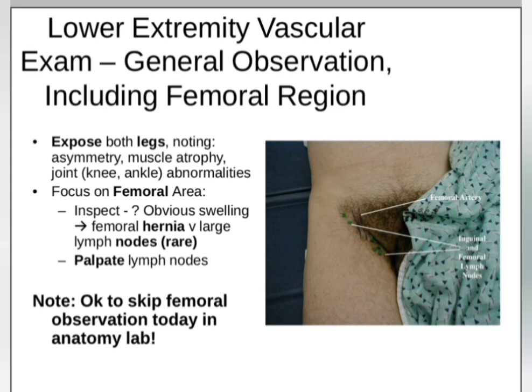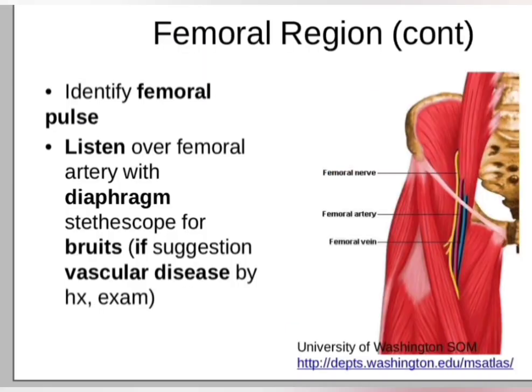Examine the femoral area with inspection first and then palpation from lateral to medial. Do not skip femoral observation. It is extremely important. You may palpate lymph nodes as well in this area. Keep the modesty of the patient of prime importance. You can also listen for any bruit, vascular disease, or fistula here due to previous coronary angiography procedures done through the femoral artery.